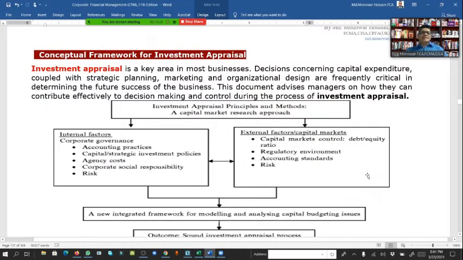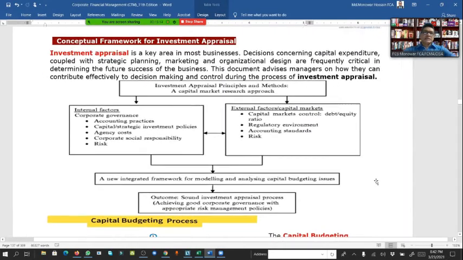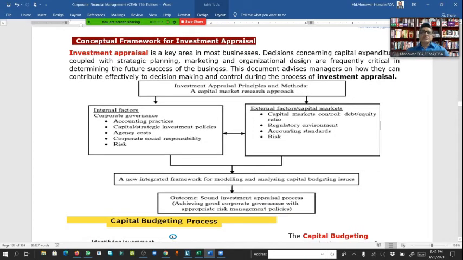Here, investment appraisal is a key area in most businesses, and decisions concerning capital expenditure, coupled with strategic planning, marketing, and organizational decisions, are frequently critical in determining the future success of the business. This document advises managers on how they can contribute effectively and efficiently to decision making and control during the process of investment appraisal. That means investment appraisal principles and capital.